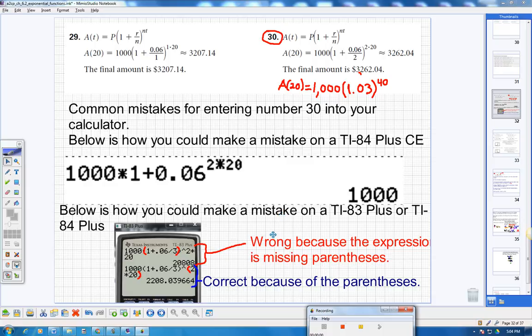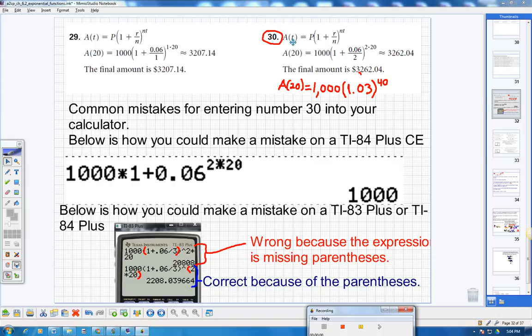Alright, Mr. Claxon's Algebra 2 or Algebra 1 class. Today we were talking about different mistakes that can be made when calculating compound interest. You take example number 30, that was from the problems we had last night.